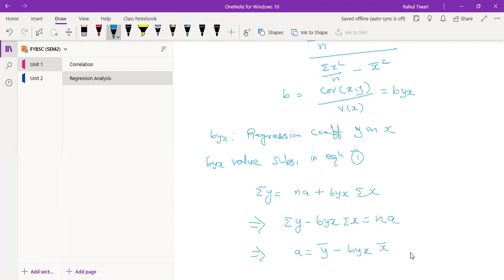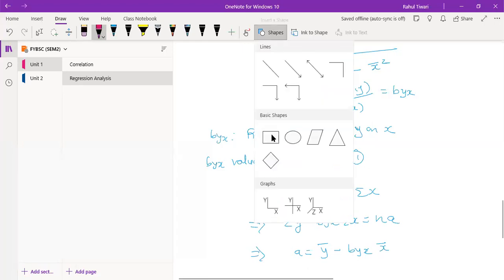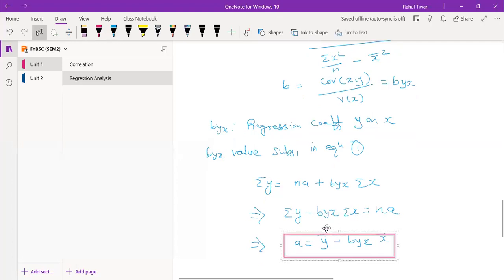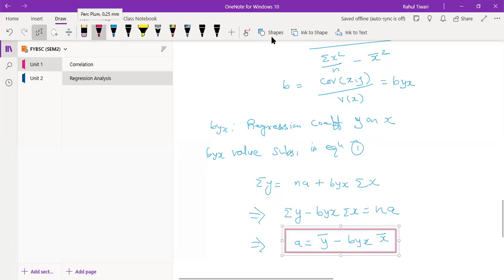Right? When you divide this n and take it to the left hand side, you get y bar minus b x bar. So this is the value of it. These are the two values which you can use for your calculation. One is going to be this one and another one will be this one.